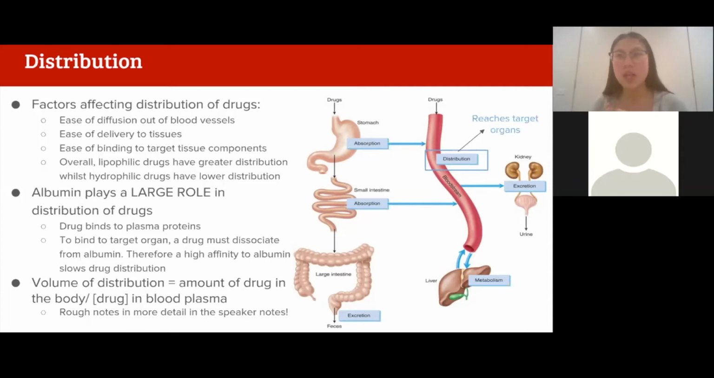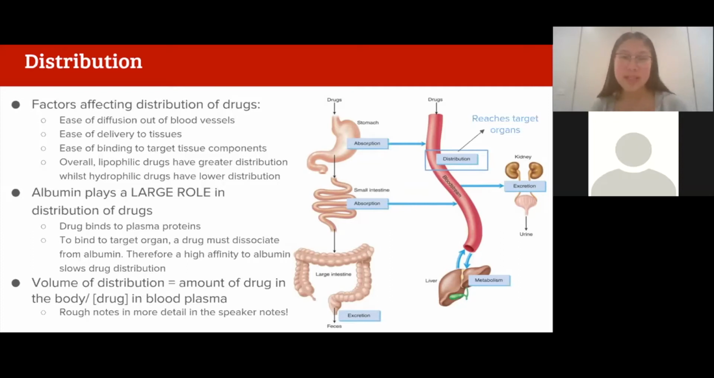Lipophilic, so fat-loving drugs, are kind of the same charge and whatnot as our plasma membranes inside our cells. It makes it easier for them to diffuse past and exit the circulation, enter the tissues, enter our cells. Another big thing is albumin.